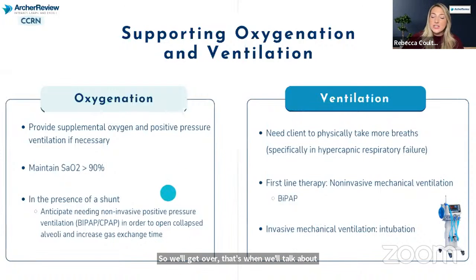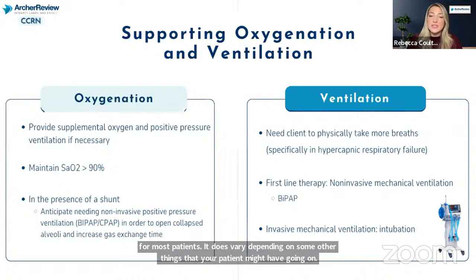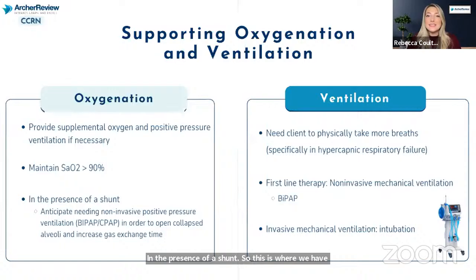The goal with oxygenation is we want to keep our pulse ox over 90%. That's a standard goal for most patients. It does vary depending on some other things that your patient might have going on. In the presence of a shunt, so this is where we have that severely collapsed alveoli that's not ventilating at all, blood flow is still going to that alveoli for gas exchange, but it's leaving the capillary without oxygen.